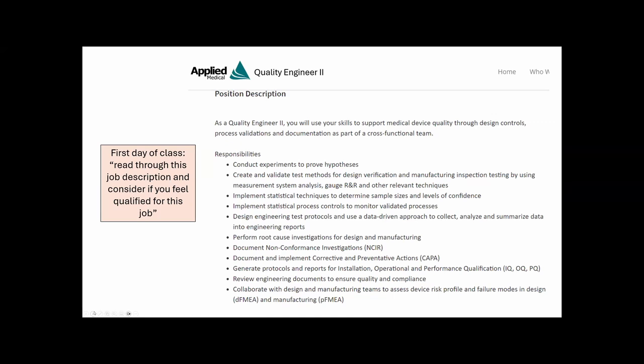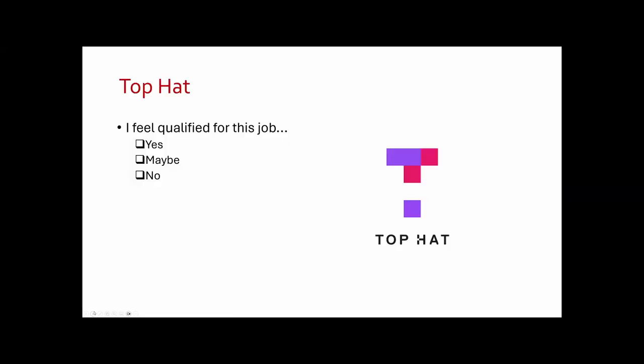But I point out this is a real job. This is called a quality engineer too. Biomedical engineering is not really in the title. This is also an entry-level job. So this is a job where someone with a bachelor's degree in biomedical engineering right after graduation should be able to get. I don't say that necessarily, but I do ask them this question on Top Hat.